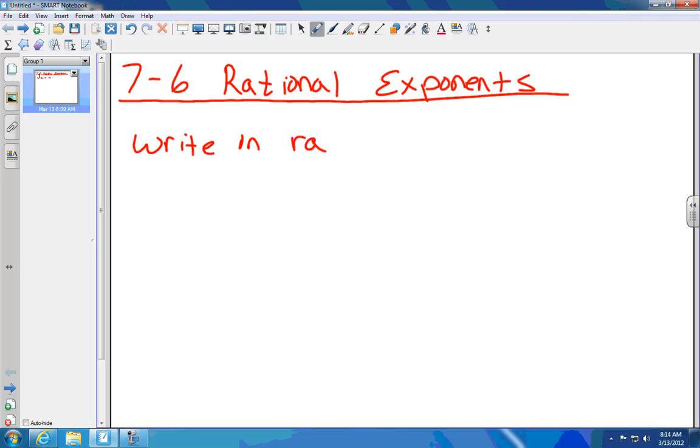So they may say write in radical form. And so they're going to give you a to the 1/4. So again, we have a fraction exponent, which you haven't seen before. You can write that either in exponential form like that, where it has an exponent, or you can convert that over to radical form. Your a is still the base number.